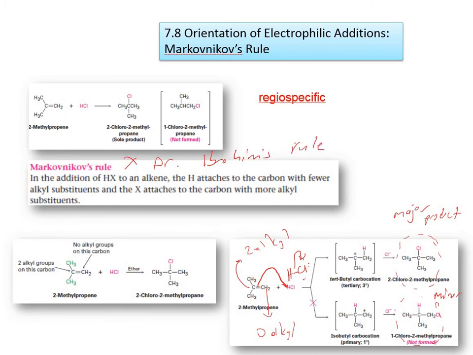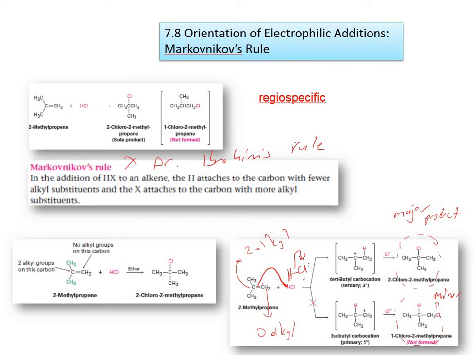What is Dr. Ibrahim's rule? Dr. Ibrahim's rule says that when we have an alkene and an acid, hydrogen will be attached to the carbon of the alkene with more hydrogen. So how many hydrogen do we have here? 2. And how many hydrogen do we have here?